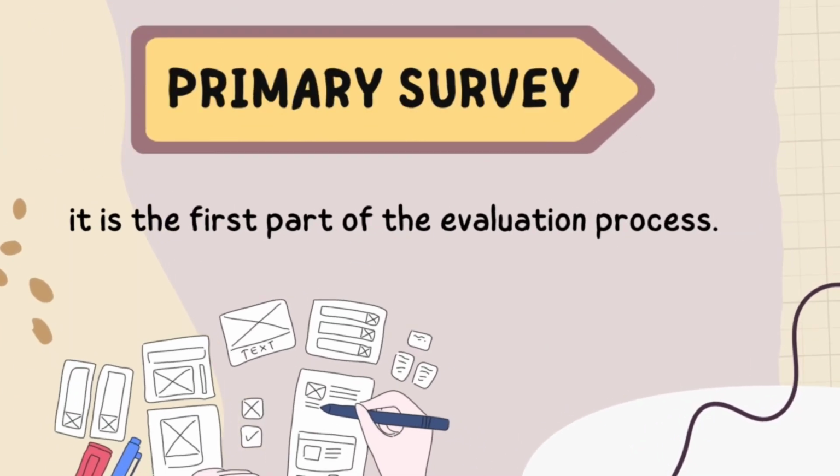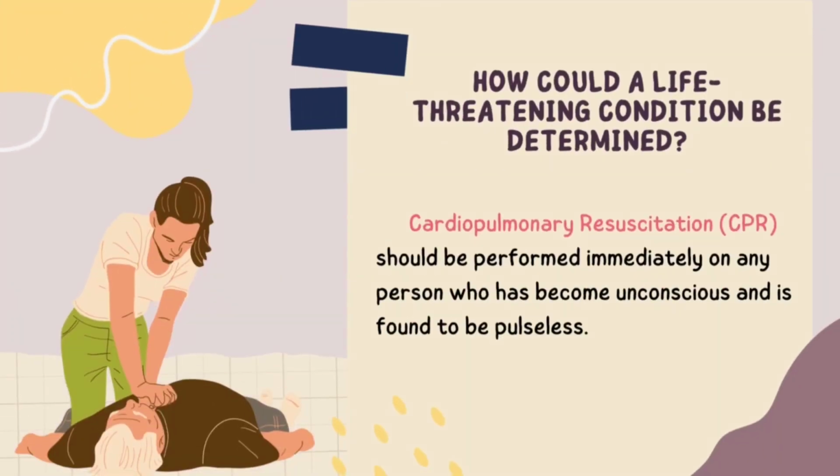The first part of the evaluation process is called the primary survey. This is a quick evaluation of whether life-threatening injuries are present. The evaluation needs to consider if the patient should be moved or transported immediately to a medical facility. Next, how could a life-threatening condition be determined?